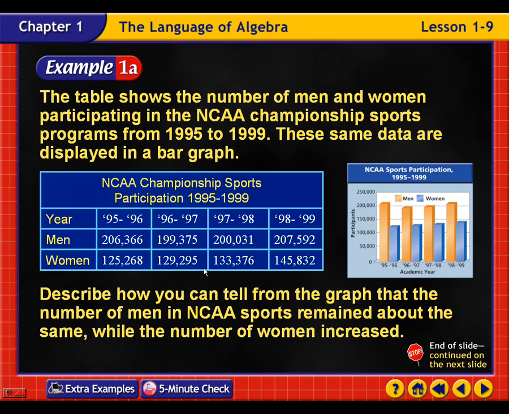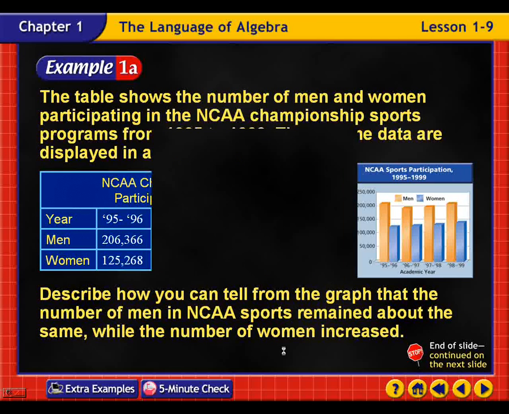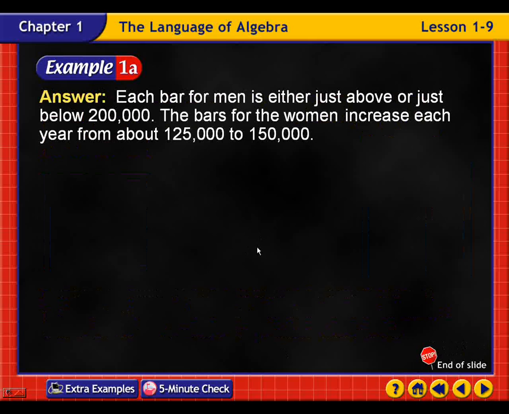Now we're going to do some questions. Describe how you can tell from the graph that the number of men in NCAA sports remained about the same while the number of women increased. If you look at the numbers here in the table, you can't really tell that. But if you look at the orange lines here, you can see that in 95, the men were up here, just above 200,000, and they were also above that line in 98. So over the course of those years, it stayed the same. But notice the blue lines. You can see them gradually going up or increasing. So it's a lot easier to see the trend by using a bar graph than it is by just using the raw numbers. And that's what this says.